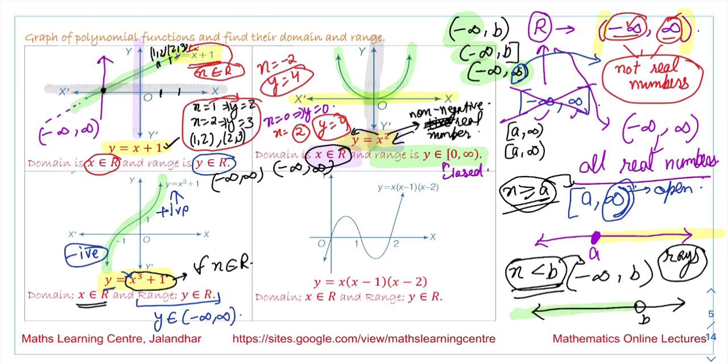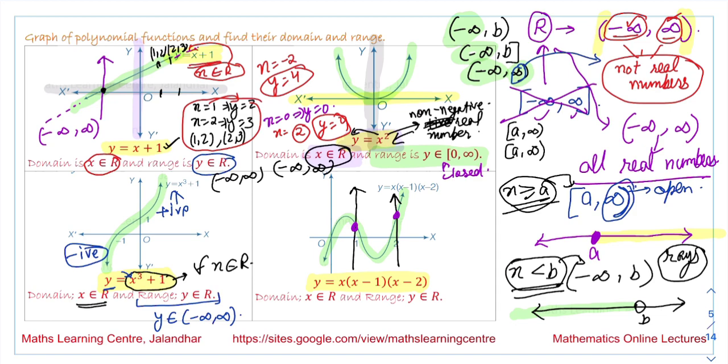Next, we have plotted another polynomial function, y is equal to x into x minus 1 into x minus 2, and the graph of this function is of this form. First of all, to check whether this is a function or not, we draw a line parallel to the y-axis over here. We can see that if we draw this line anywhere, it will intersect this graph at only one point, so it is a function.